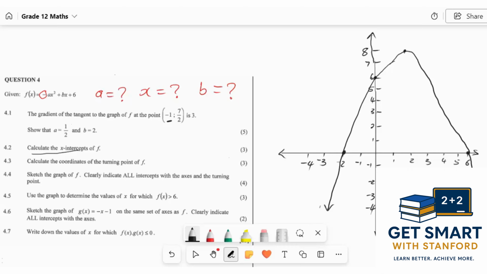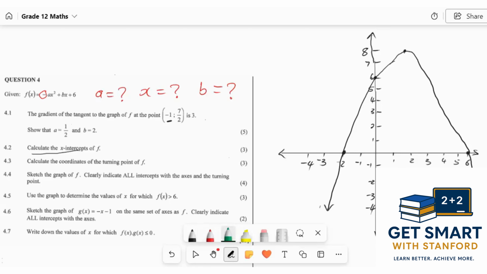Okay, but this is very nice. I never expected. And you have been instructed to clearly indicate all intercepts with the axis and the turning point. So that means you need to show all your points. Let us show them in a green color.